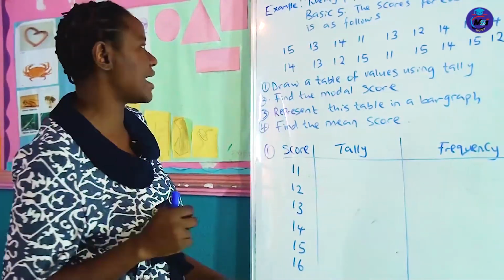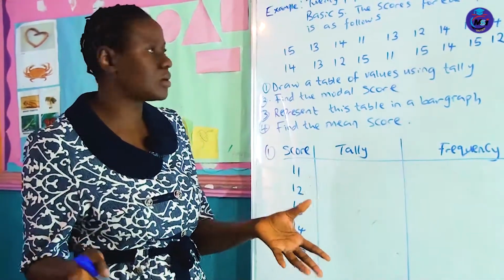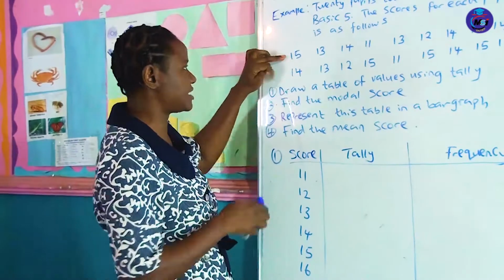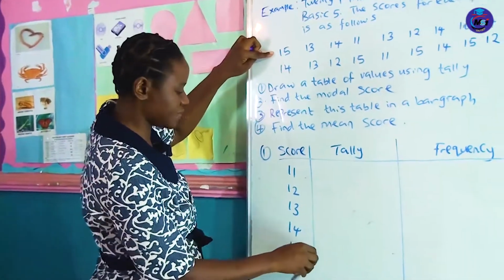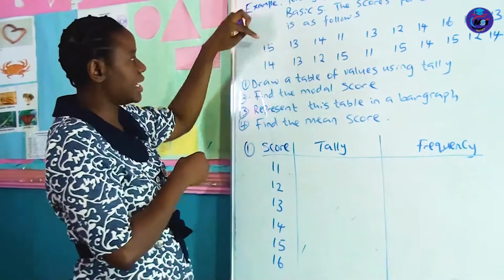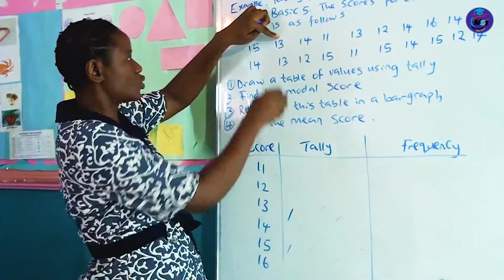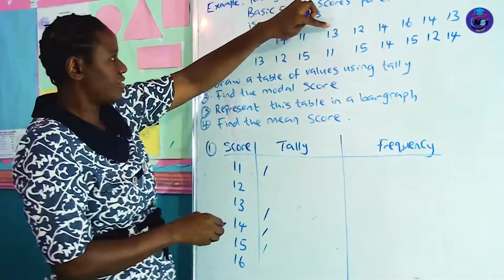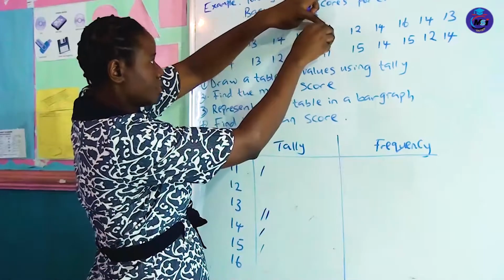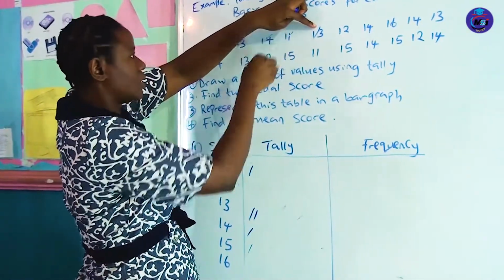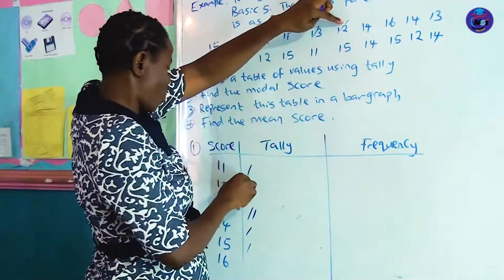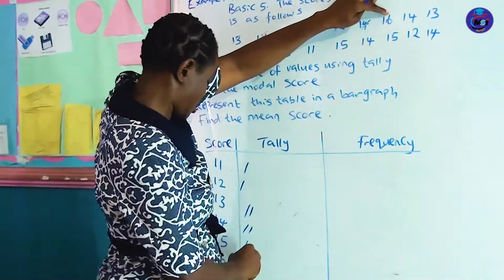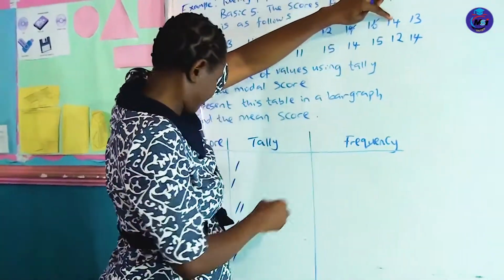So we have to look at each of these numbers and represent it in a tally, like in the last lesson when I talked about standing in front of a school and recording the number of different vehicles passing through. Now let's look at 15. The first number here is 15, so I represent 1. I cross out 15 here. 13, I represent 1, 14, 1, 11, 1, 13, another, 12, 1, 14, another, I cross out, 16, 1, another 14.